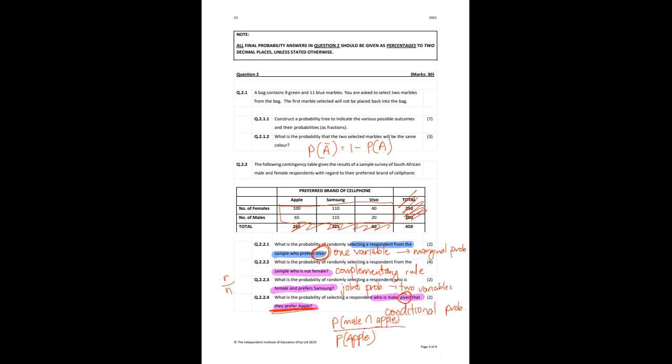It means instead of looking at all 450 people, you now are only looking at the ones who prefer Apple. It's reducing your sample size. It's basically saying to you, instead of everyone, we can focus on only the ones that prefer Apple, and then your numerator is male and Apple. Okay, so that is the question based on your two-way contingency table.